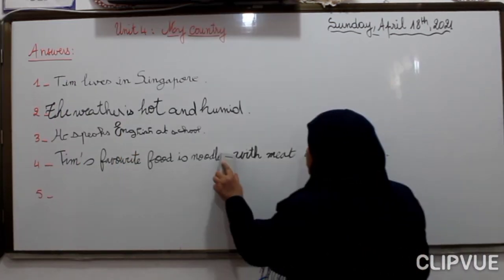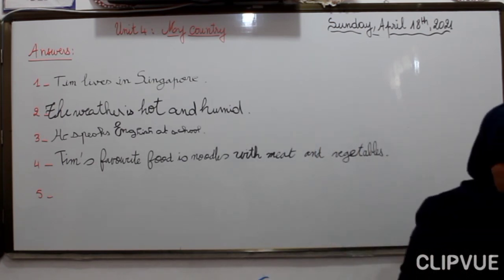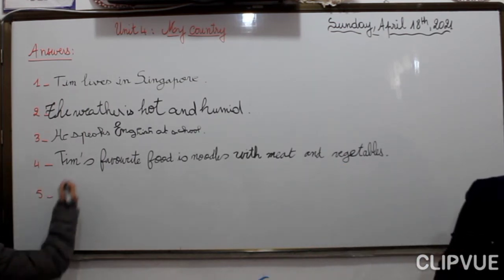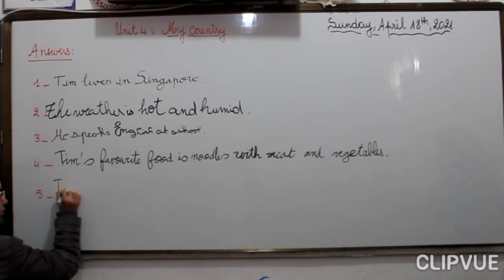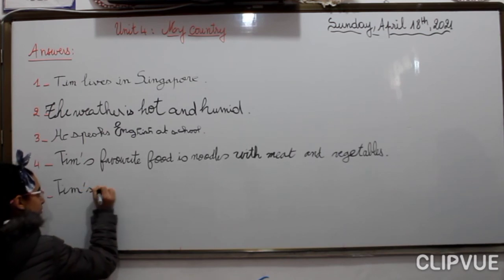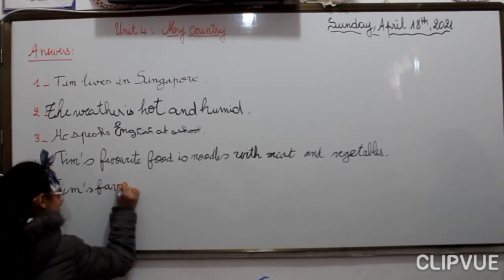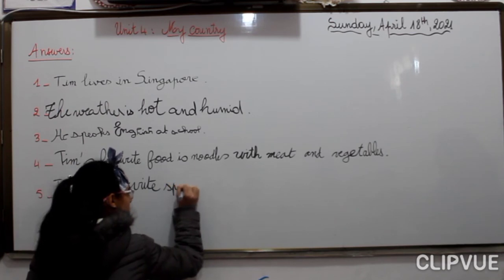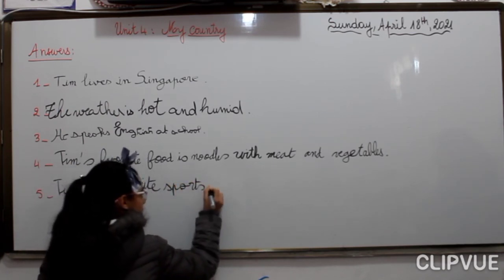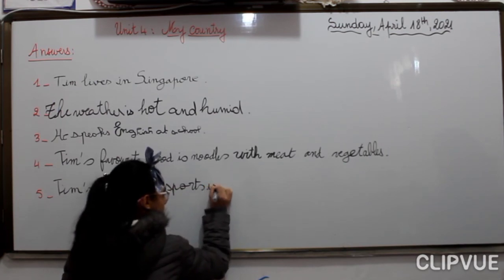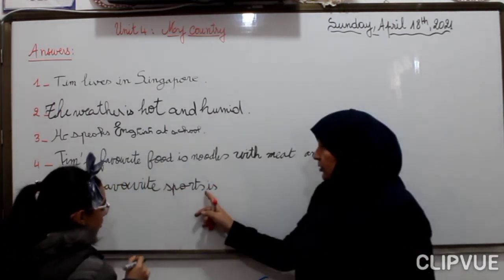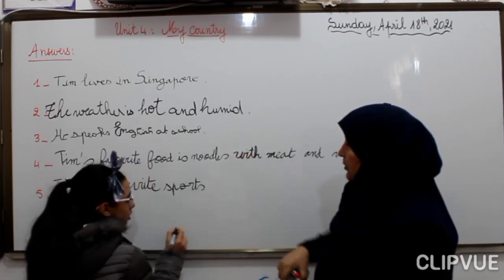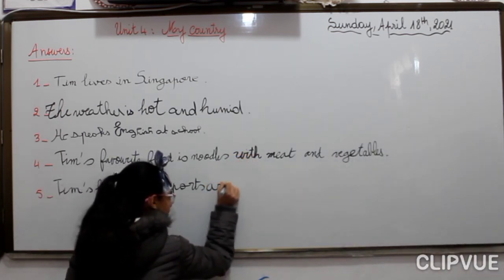Meat and vegetables. The last question is, what are his favorite sports? Sophie Maria. Maria, what are his favorite sports? The verb. Teacher are. Oh yeah. Look, sports. Would you write is? Would you write are? Favorite sports are?